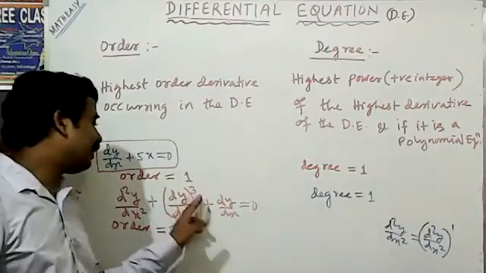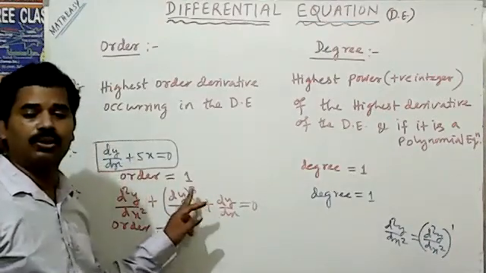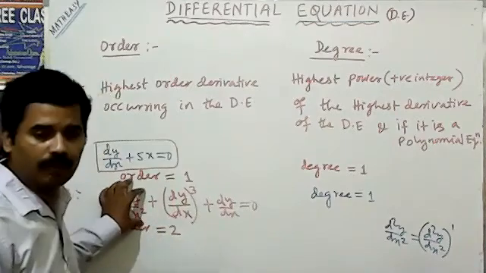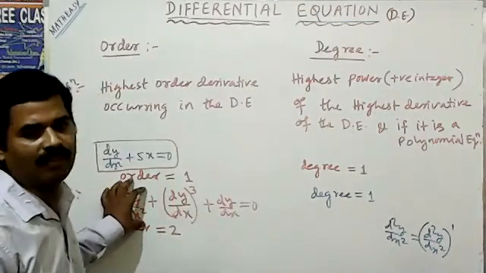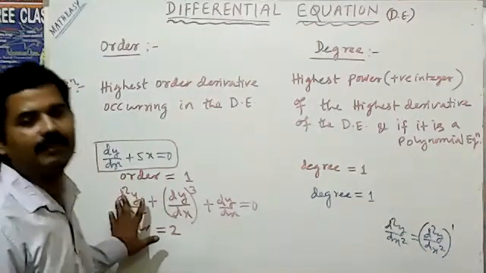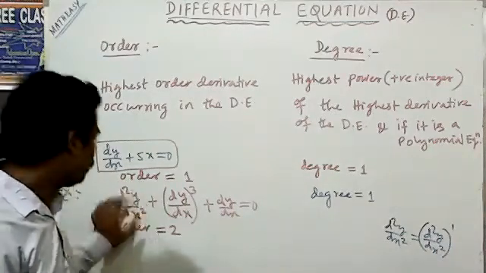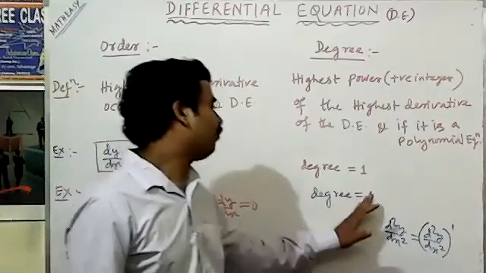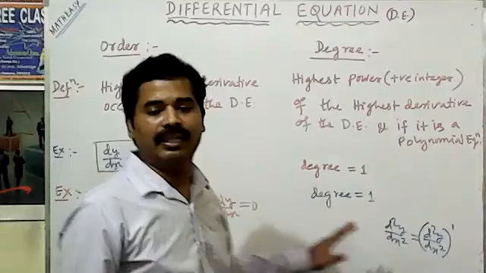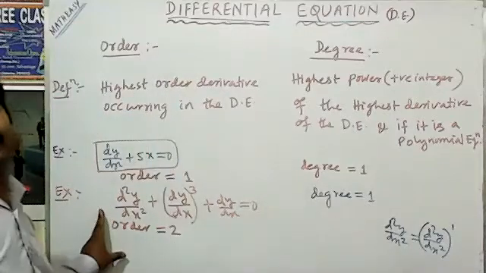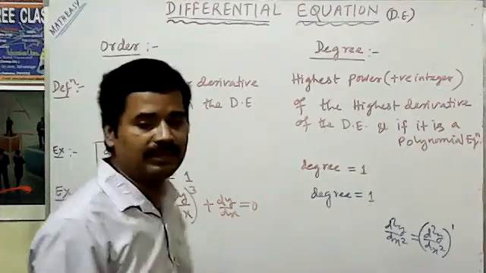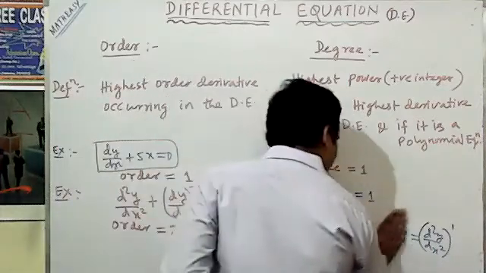You cannot say that the degree is equal to 3, because what you checked for the order, that is the order purpose. After taking that order, this derivative is the order, and this derivative का power कितना है, so that the degree of this differential equation is equal to 1. If it is a polynomial equation, then we can find out the degree of the differential equation is 1.